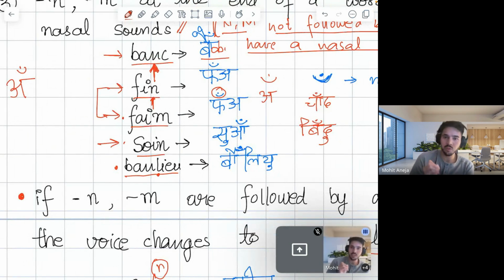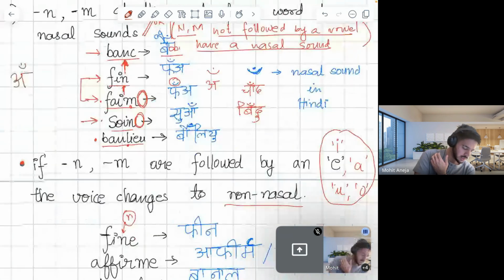The nasal sound comes. Why? Because there is a consonant after the n. Or the nasal sound comes here because there is nothing after the m here or the n here. You see that? I'll give you counter examples. You will understand this rule better.